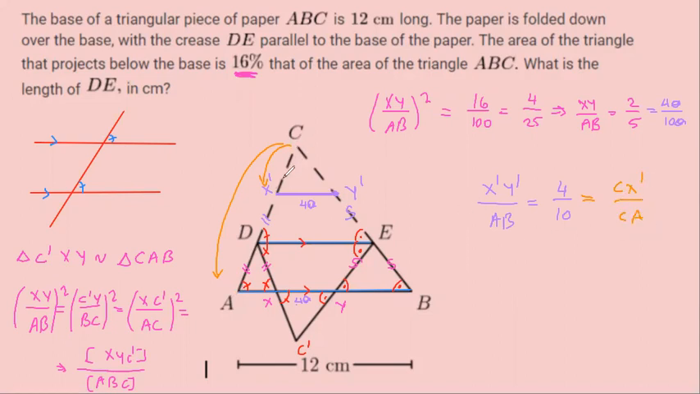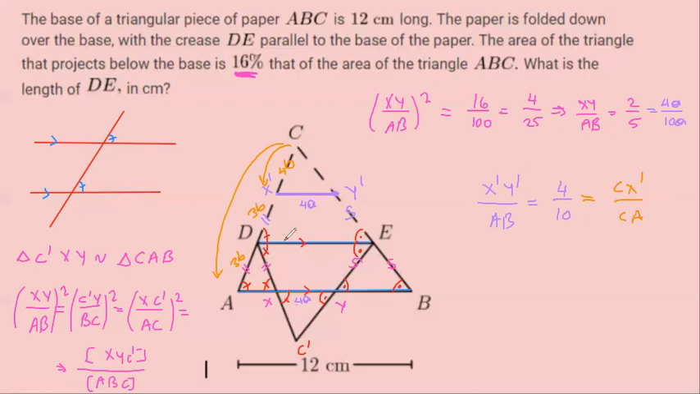So if this is something like a multiple of 4, maybe I can say this is 4B, then CA has to be 10B. And I do know this piece and this piece are equal to each other, so that should be 3B, and that should be 3B as well. So we are almost there. So we are looking for DE.